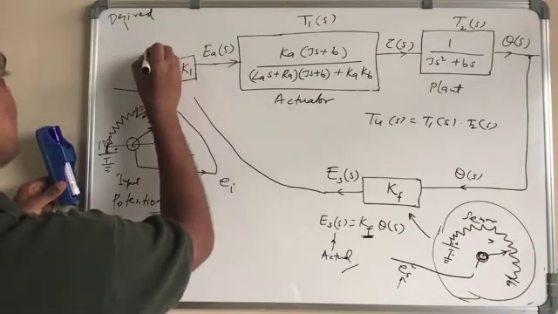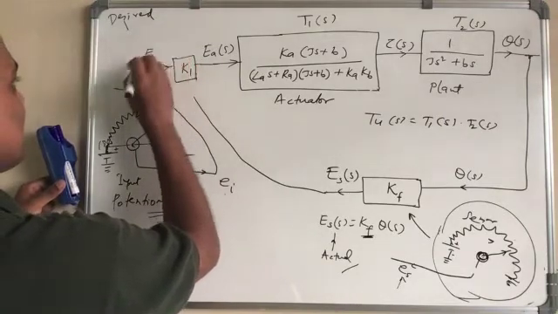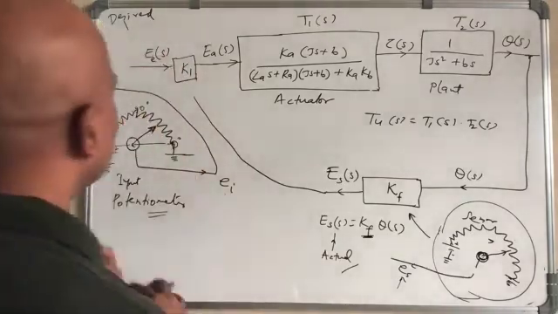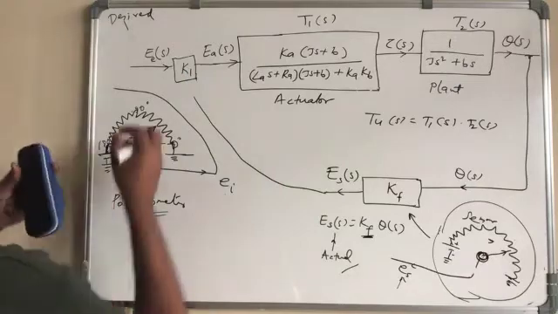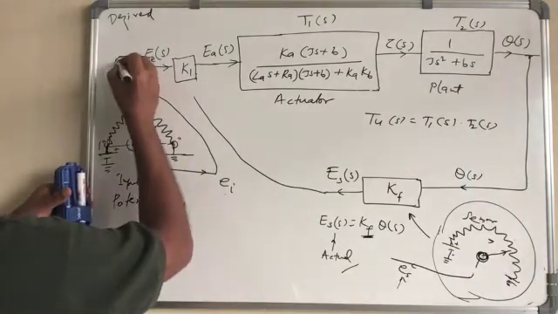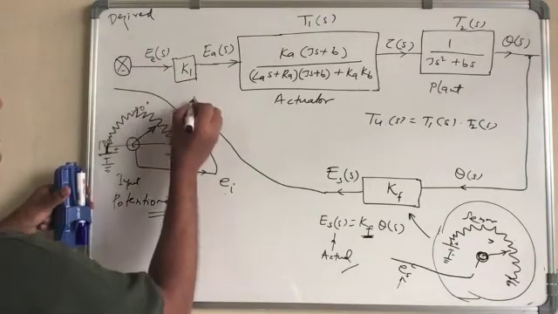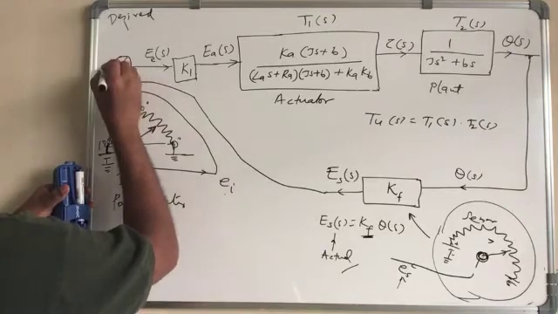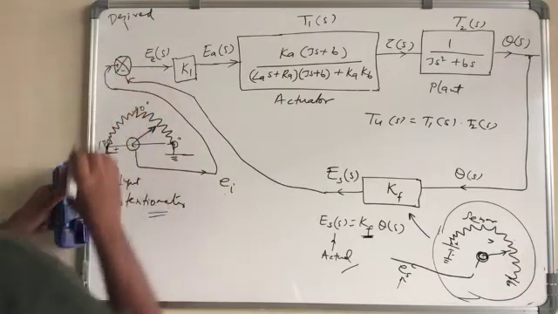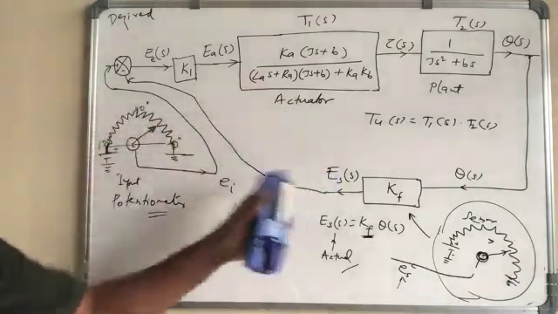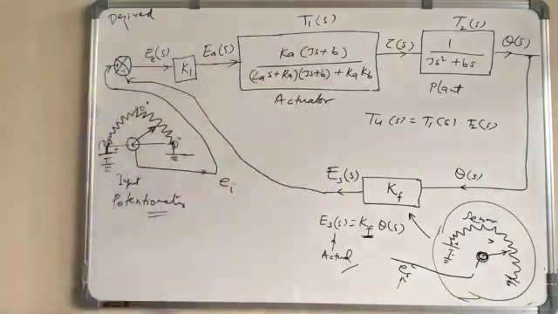This is the error, EE we can call it, and then we have it like this. This is minus, so this one goes to this, and here this is plus, so it goes like this. Okay, so this is how the connection is.